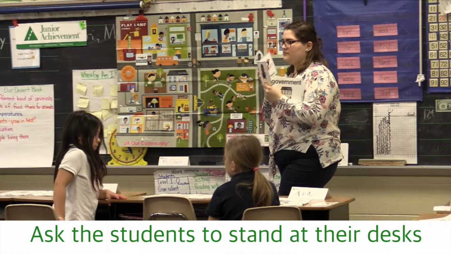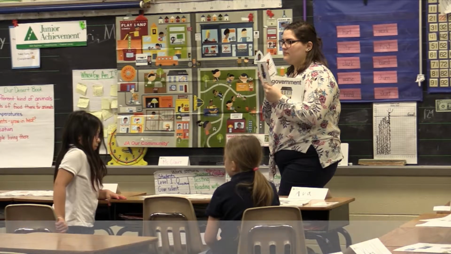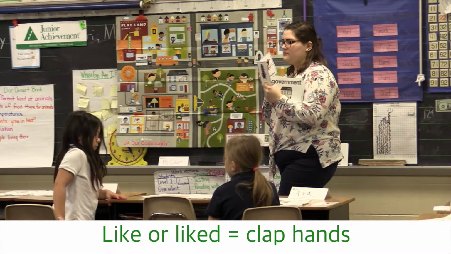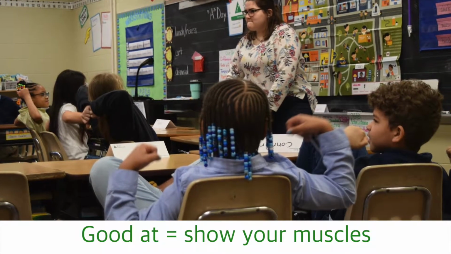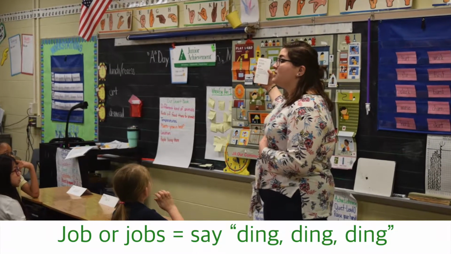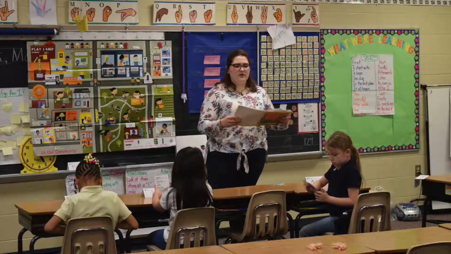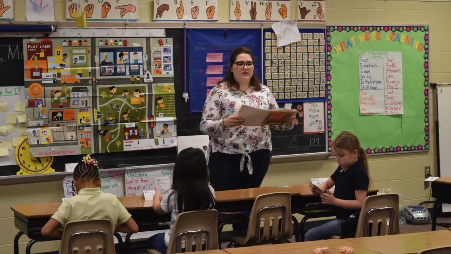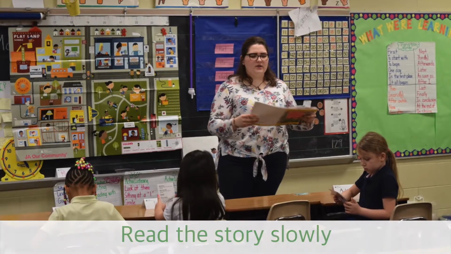Ask the students to stand at their desks. Explain that each time they hear certain words, they are to perform certain actions. When they hear the word like or liked, they should clap their hands. When they hear good at, they should show their muscles. And when they hear the word job or jobs, say ding ding ding. Practice each action with the students, then read the story slowly enough for students to respond to the action words.